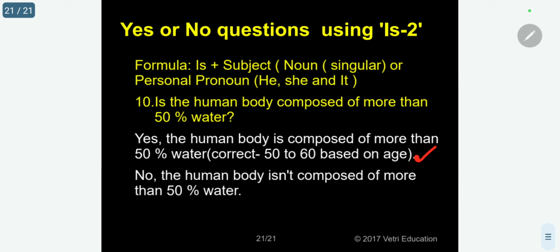So, my dear students, here I have provided examples using is as an auxiliary verb. I have raised 10 questions in different forms, and both answers I have explained to you.